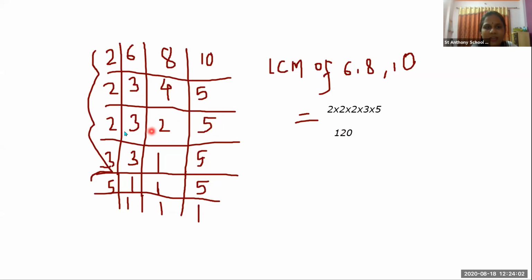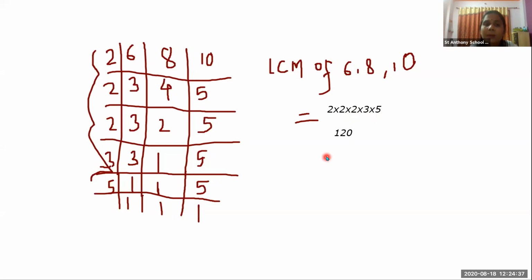But this 2 can be divided by 2 again, right? So 2, 3 remain as it is, 2 ones are 2, 5 remains as it is. Again, this 3 can be divided by 3, so 3 ones are 3, 1 remains as it is, 5 cannot be divided by 3. Now again, I will divide this 5 by 5. So all ones will be there. So 2 into 2 into 2 into 3 into 5 will be the HCF. So if we multiply, 2 2s are 4, 4 2s are 8, 8 3s are 24, 24 5s are 120.